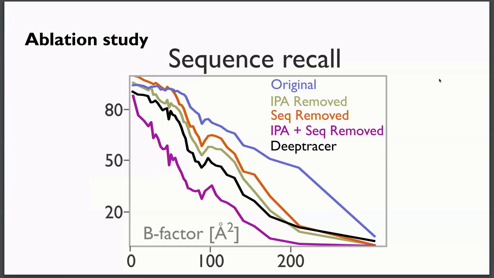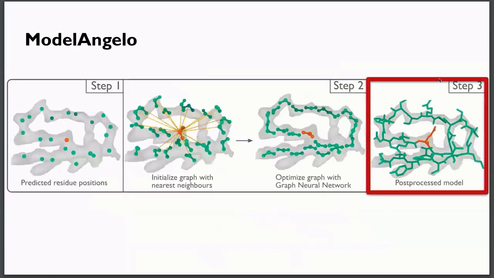At higher resolutions, you could probably still do an okay job just with the cryoEM module, but at lower resolutions, it's obviously hopeless. Okay, so that was for the second step, but how do you actually get an atomic model out of these predictions? And that's where the post-processing comes in.